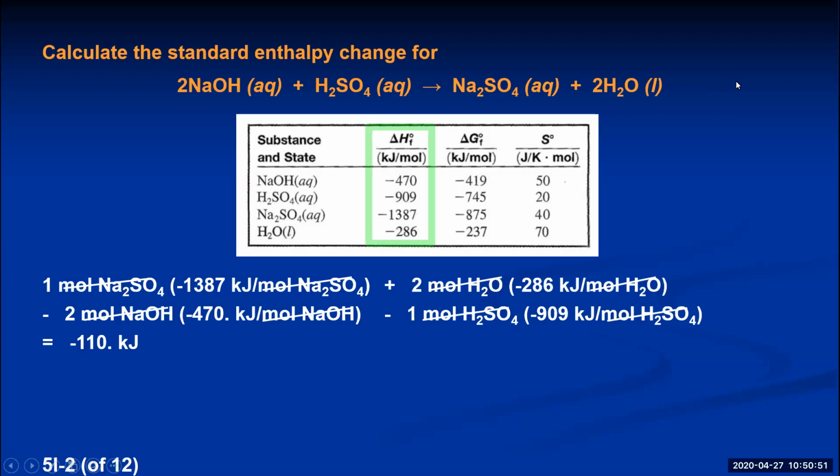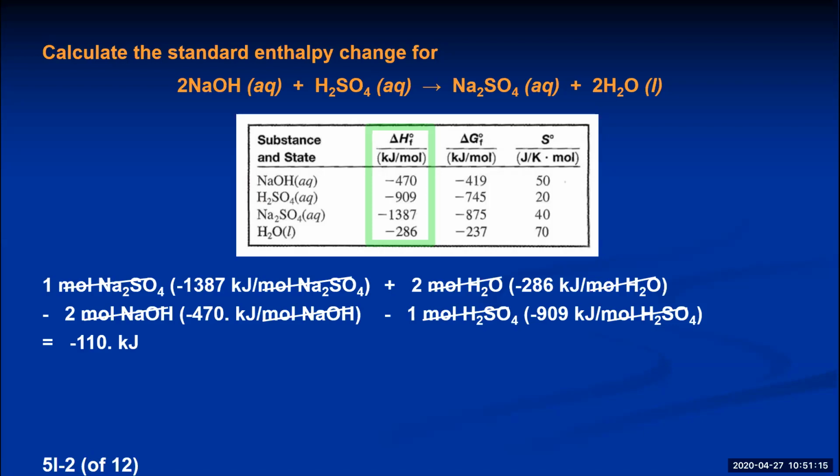So that's to mean it's negative 110 kilojoules released per 2 moles of sodium hydroxide, or negative 110 kilojoules per 1 mole of sulfuric acid, or negative 110 kilojoules per 1 mole of sodium sulfate, or negative 110 kilojoules per 2 moles of water. This particular reaction is an exchange reaction, which we call an acid-base reaction.